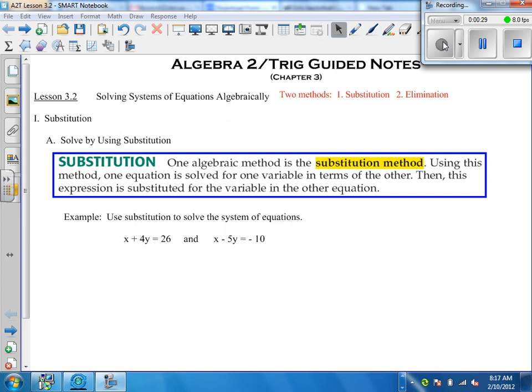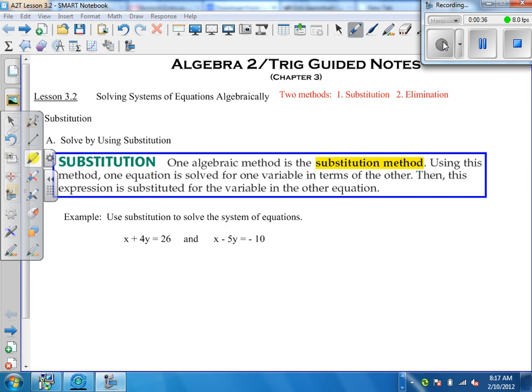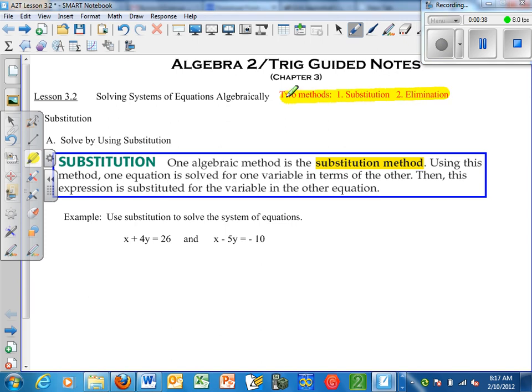Two methods, substitution and elimination, that we'll look at. We'll do substitution here first. When you are told to use substitution on a quiz or a test, you must know substitution. When you are told to use elimination, you must know elimination. If I say solve the system with the method of your choice, you can use either one. So make sure you know both methods.